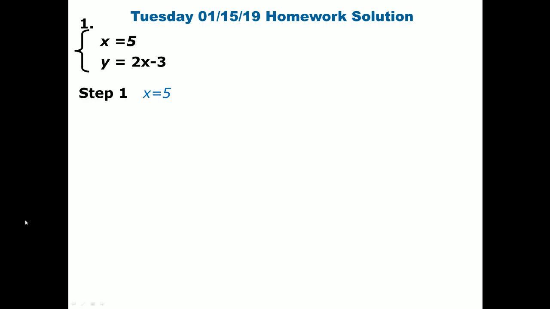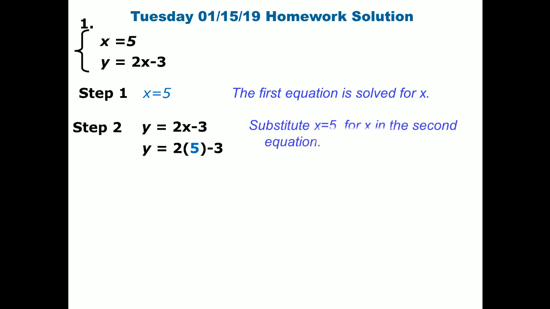Step 1, we know that x equals 5, right? The first equation is already solved for x, so we could use that, okay? Step 2, we substitute x equals 5 for x into the second equation. This second equation here, y equals 2x minus 3, okay? We plug in that 5 for x into here. That's why the blue replaces x. How can we say x is equal to 5? It's given. That's why we're allowed to make that substitution.